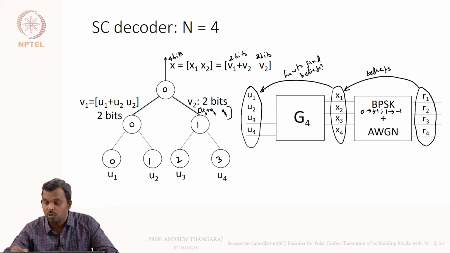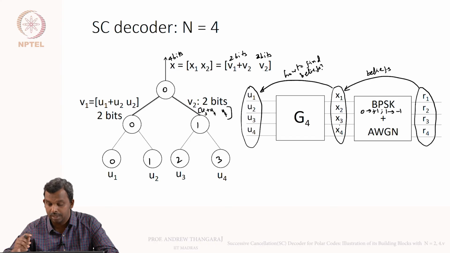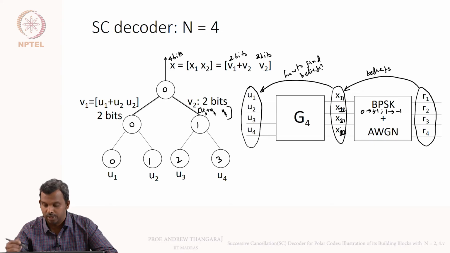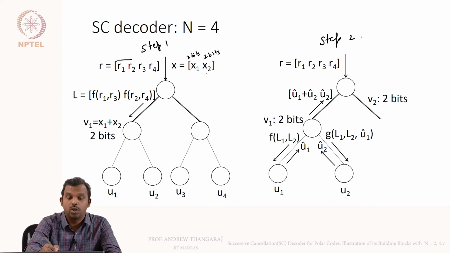Notice I have also written X1, X2, X3, X4 here. Remember, this is not X1, X2. I should write this as X11, X12 and X21, X22. Okay, so this is better notation. Go back and correct it. So, I have X11, X12, X21, X22. This is the first bit of X1, second bit of X1, first bit of X2, second bit of X2. So, X1 and X2 are 2 bits each.